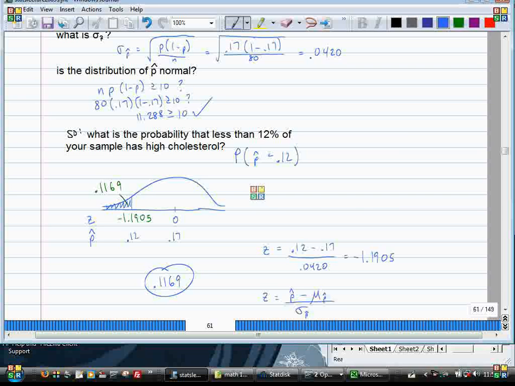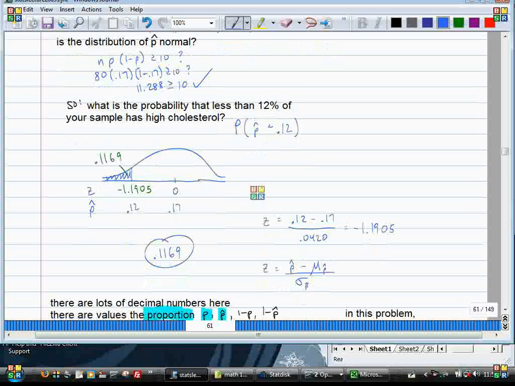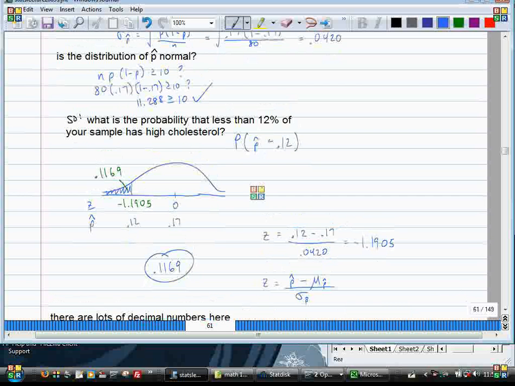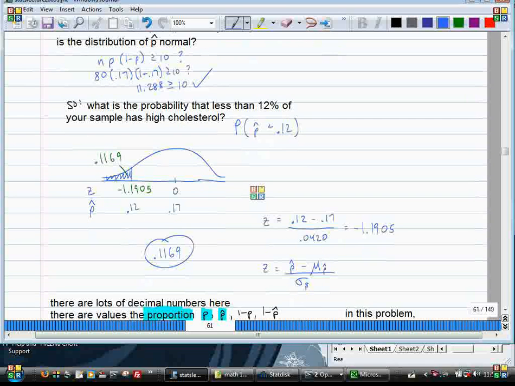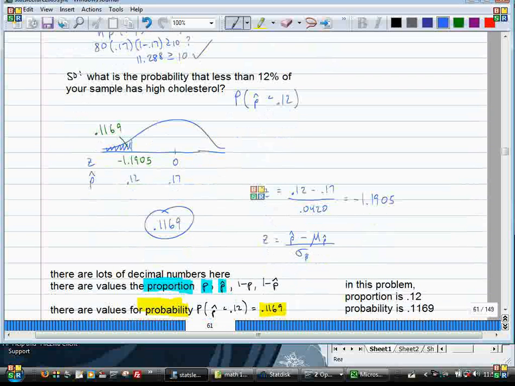Any questions about doing this problem? Okay. I want to point some things out though. There are a lot of decimal numbers in this problem. Just in notation, we're dealing with proportion values, p hat, and there's also 1 minus p hat. Now there are also probability numbers.